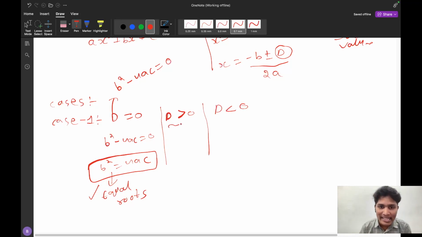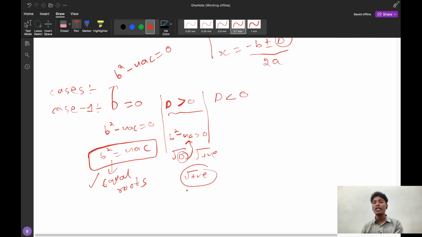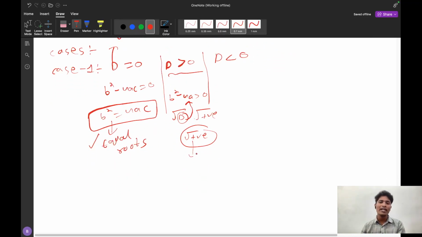If b square minus 4ac is greater than 0, what is it implying? Root d, that is the under root value, is positive, so it is the root of a positive value. There is no need to do anything. Here you will get unequal real roots, because it is not violating any mathematics.